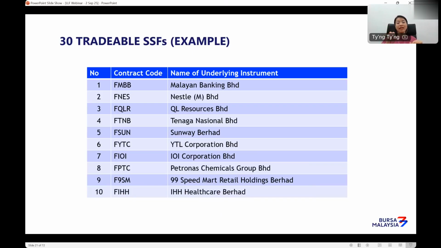I'm going to enlarge this and select only 10 stocks for you to have a clearer look. For example, Maybank, I believe all of us know which bank it is, so the contract code will be FMBB. QL Resources, for example, is FQRR. Tenaga Nasional Berhad will be FTNB, and the rest. These are all the 30 tradable SSF. Compared to the previous, this is a relaunch for SSF. The previous contract specification only included 10 tradable SSF, and right now they have expanded to 30 SSF. So these are all the lists.